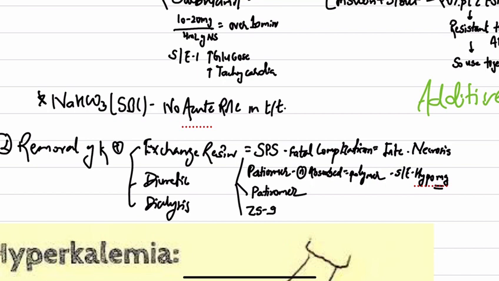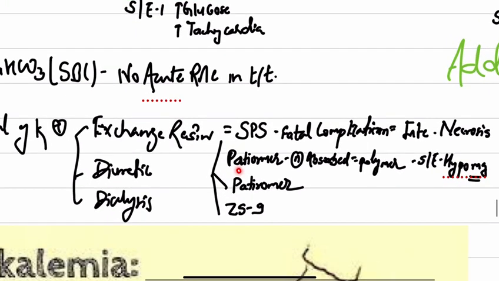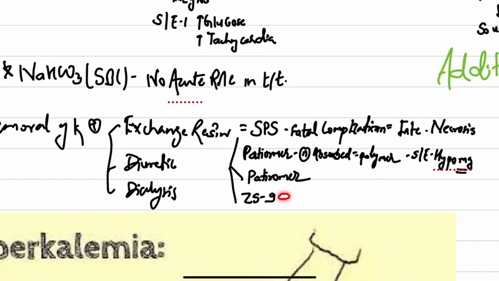The fatal complication of SPS is intestinal necrosis. Alternatively, you can use patiromer. The side effect of patiromer is hypomagnesemia. And sodium zirconium cyclosilicate, SZC, is famous for this.